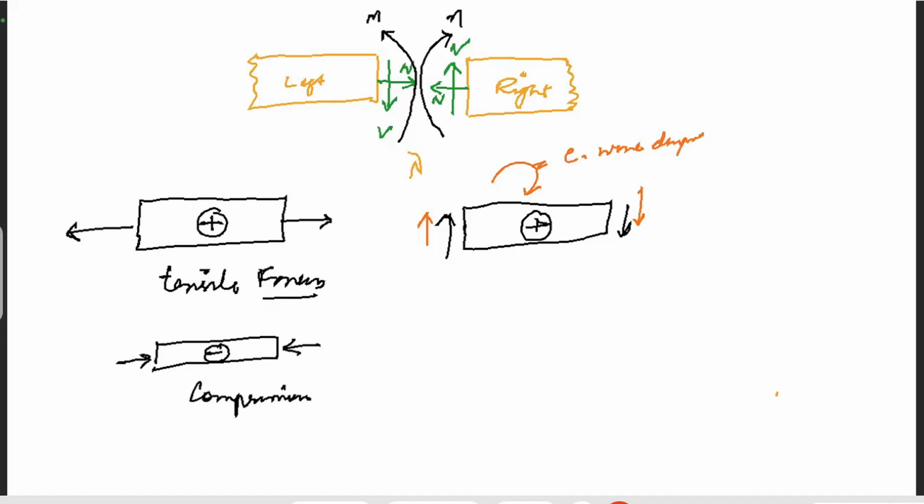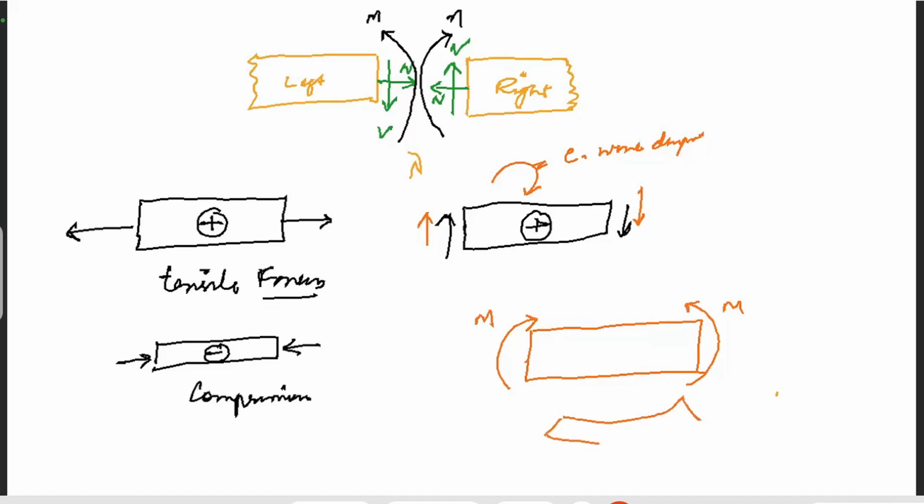Assume this shear force as positive. Whenever you have a moment such that it is clockwise on the left end, certainly it will be anti-clockwise on the other end, the right end, making it concave or bend downwards, then your moment will be positive.